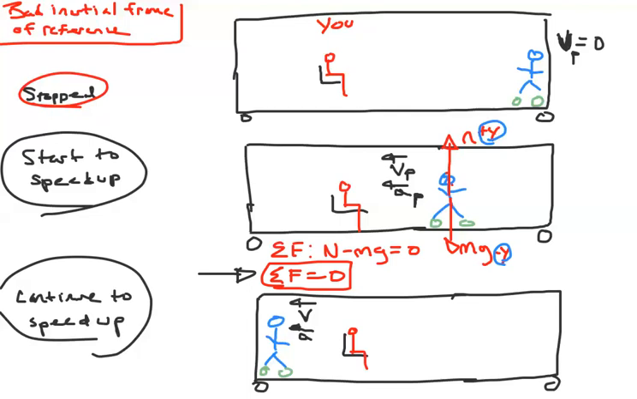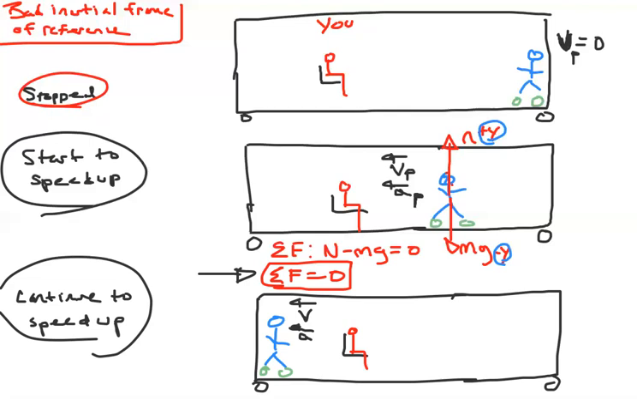So this is a bad inertial frame of reference. It wouldn't be good to try to measure or look at the forces and how they're related to the person on the roller skates, how the forces are related to this person's motion. They wouldn't make sense. We'd look at it and be like, well, this person's in equilibrium, but they're speeding up. So it's a bad inertial frame of reference. It doesn't give us good physics, okay?